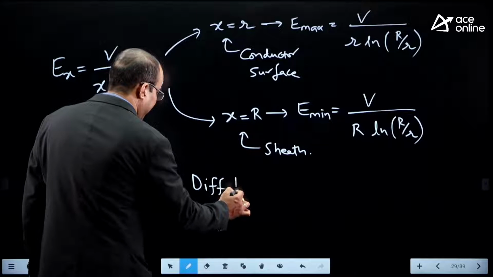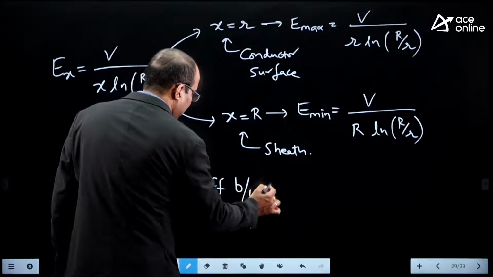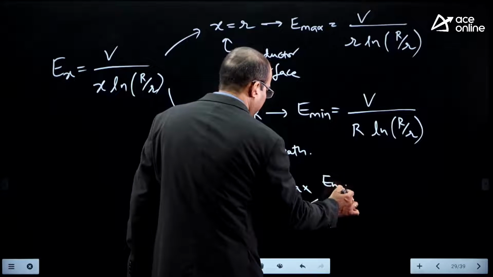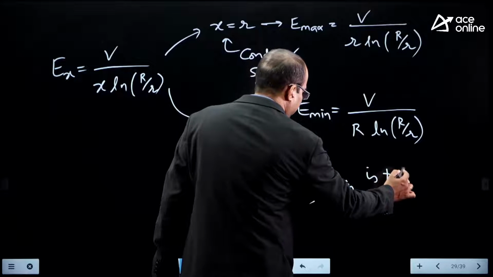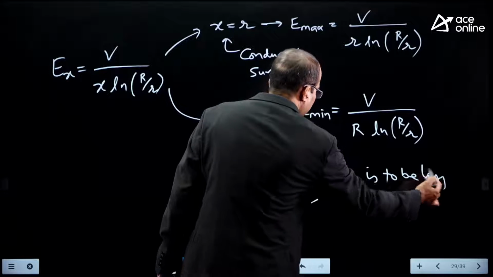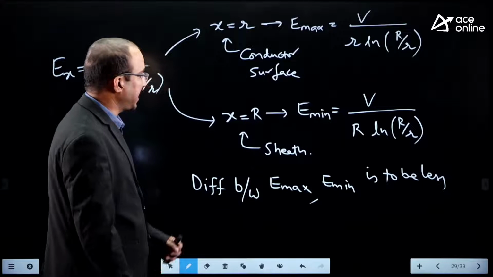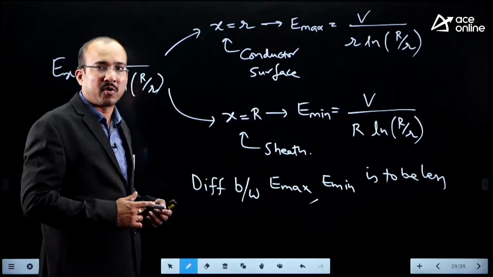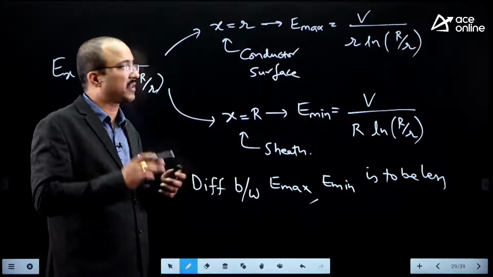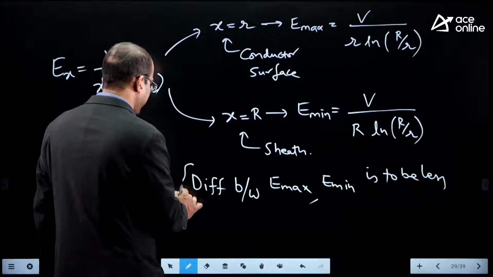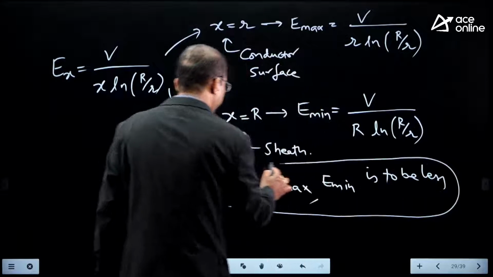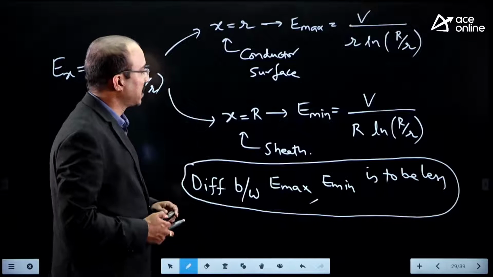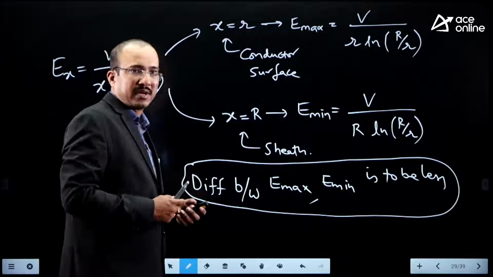The difference between E maximum and E minimum is to be less. So, the life of the cable will be more. If the difference is more, then the life of the cable will be less. Should the difference between E maximum and E minimum be less or more? It should be less.